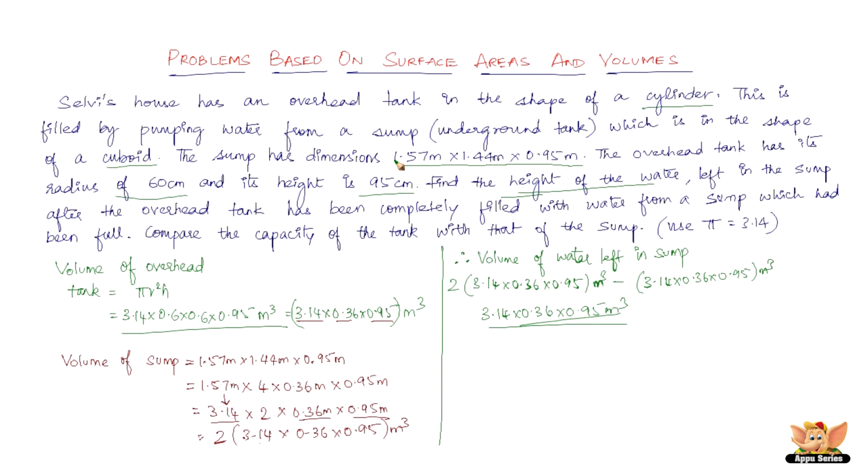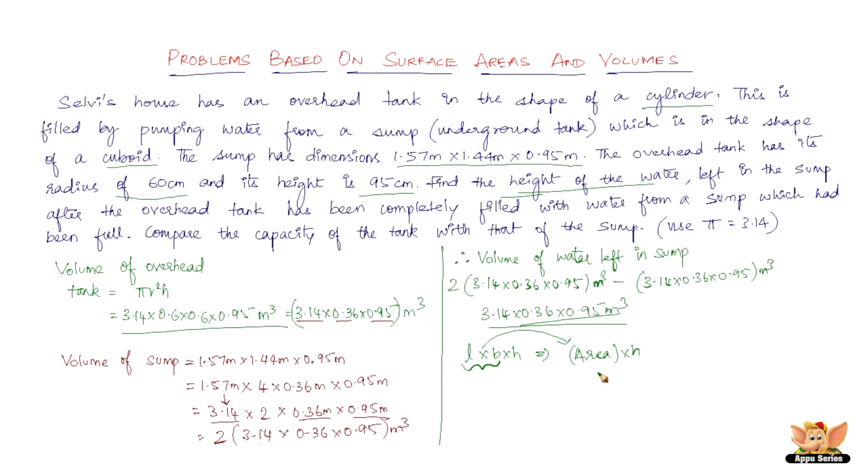Now, since that sump is of the shape of a cuboid, which is length into breadth into height, we can equate this to the volume. We already know the length into breadth: it is 1.57 times 1.44. So that is one way of doing it. Another way is, the volume of the cuboid is also equal to length into breadth into height. The length into breadth is nothing but area, and area into height also gives the volume of the cuboidal tank, right?